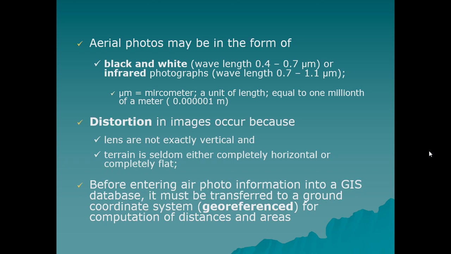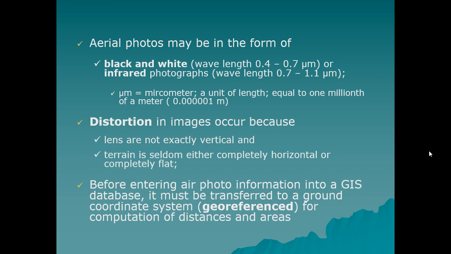Now, aerial photos may come in two forms. The most common type would be your black and white, or it may be available as infrared photos. Note that the two different categories of photos come within two different wavelengths. Black and white photos come within a smaller wavelength, whereas infrared photos come within a larger wavelength. Those wavelength ranges have been defined there for you in terms of micrometers.